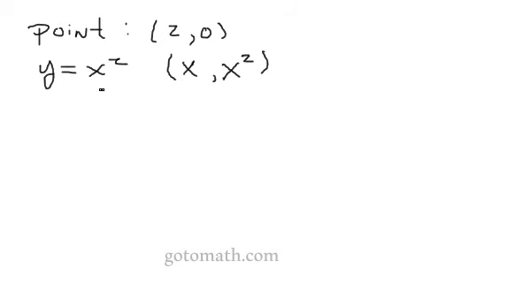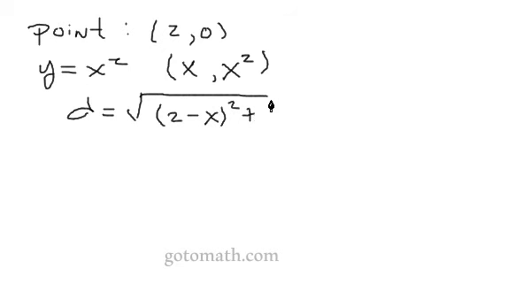Just real quick, remember what the distance formula is. The distance is equal to the square root of the difference in x's squared plus the difference in y's squared. So we'd have the square root of (2 minus x) squared plus (0 minus x squared) squared. This is the function that we want to graph and look at to find the minimum, and just get an approximation. I think that's what we're going to do.